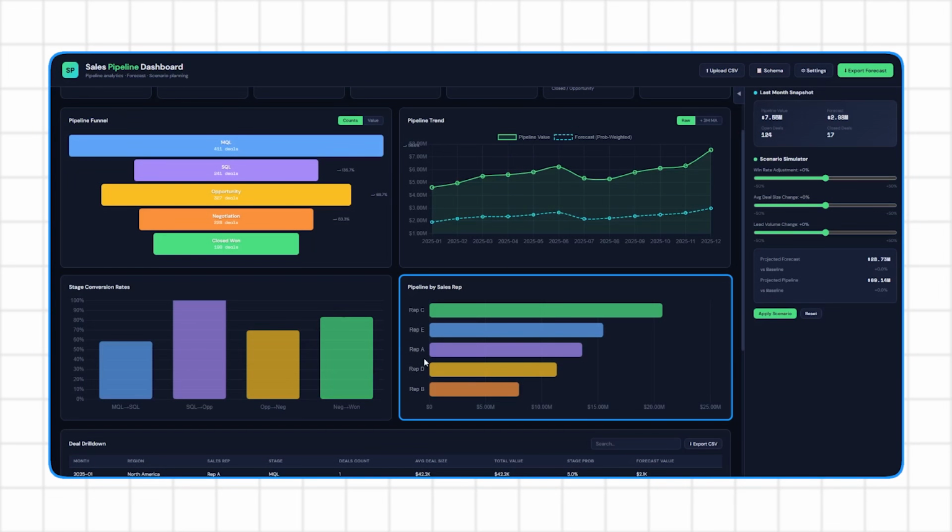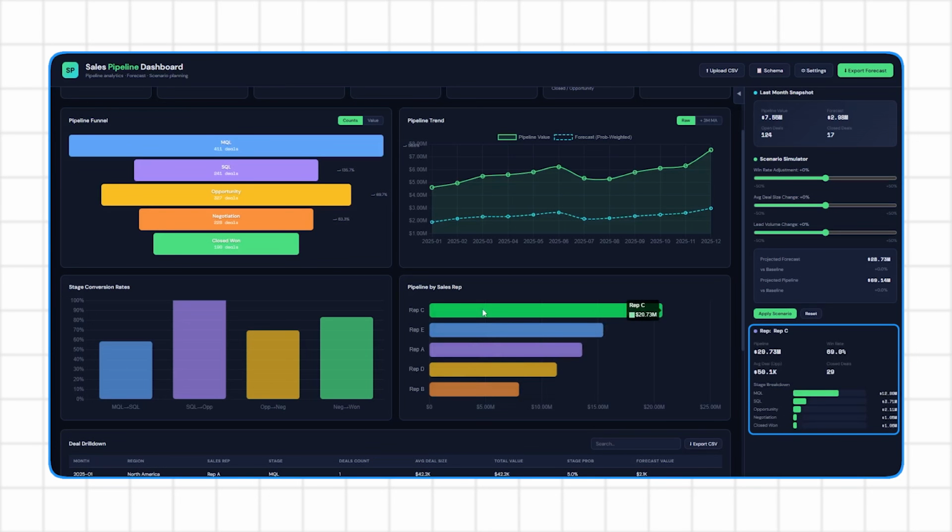The rep performance chart shows rep C controlling 20.73 million of pipeline value, which is about 22% of the total. Filtering to the rep shows their stage distribution, win rate, and average deal size, which is exactly what sales leaders need for coaching and quota reviews.